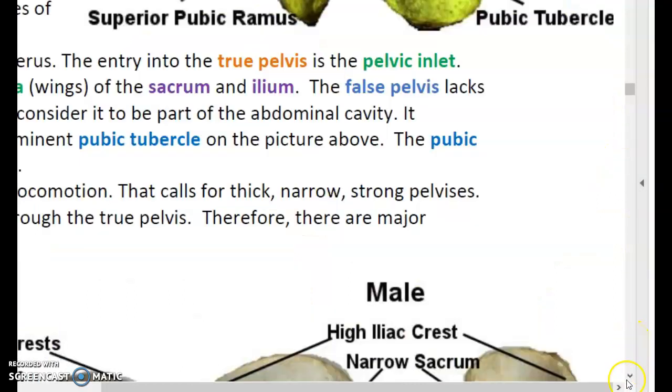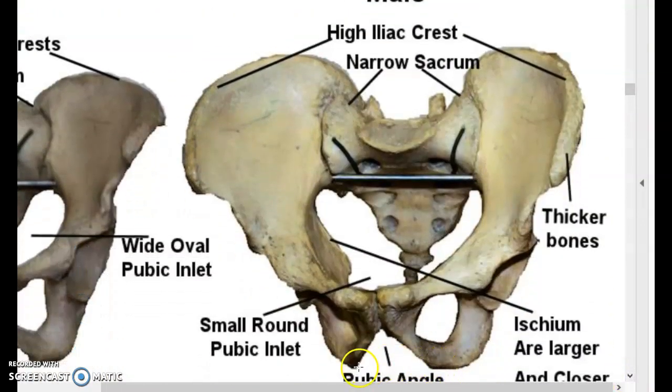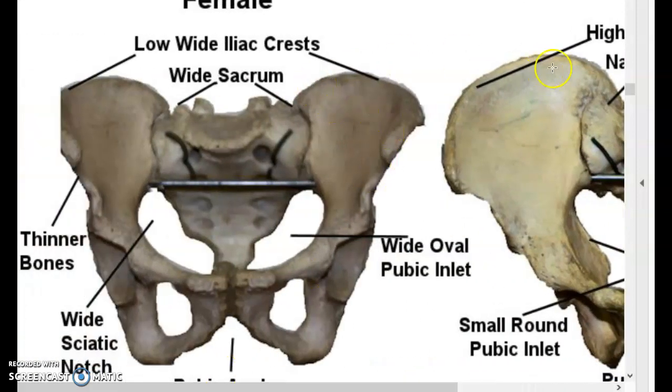So, we have two pelvises. Here's our male: small pubic angle, round inlet, high crest, narrow sacrum, thick border. In the woman, because she makes estrogen and not testosterone, thinner. They're lower down as well. It's all testosterone versus estrogen. And they're wider, and the reason why they're wider is there's a wider sacrum. This is oval, and you have a very large angle.